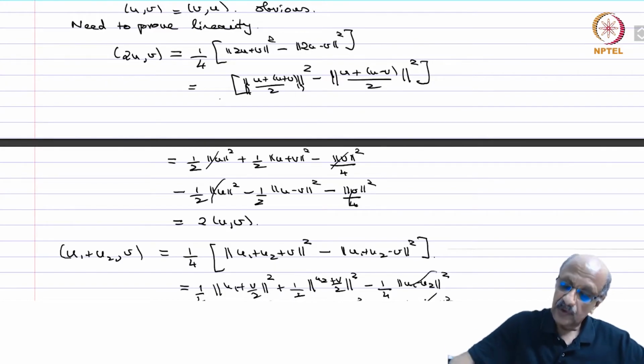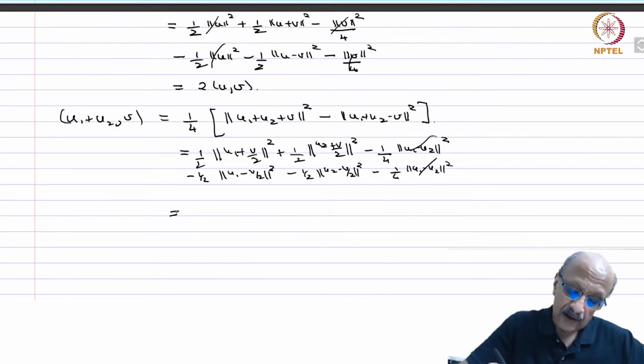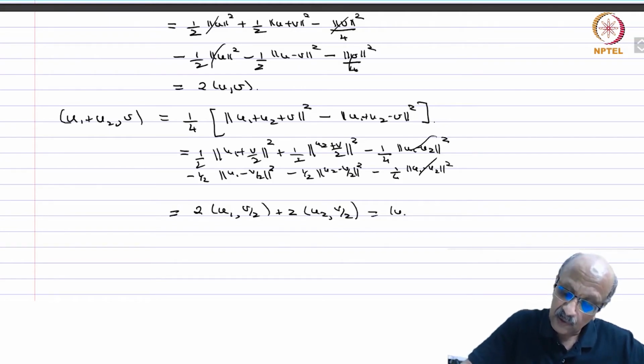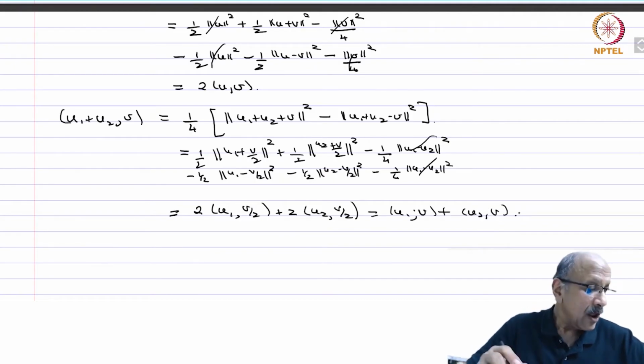Again these two get cancelled out, and if you look at the first two terms and the next two terms, this is nothing but 2 times (u1, v by 2) plus 2 times (u2, v by 2). But you just saw that (2u,v) is 2 times (u,v), and it is a symmetric form, so that's equal to (u1,v) plus (u2,v). So (u1 plus u2, v) is (u1,v) plus (u2,v).